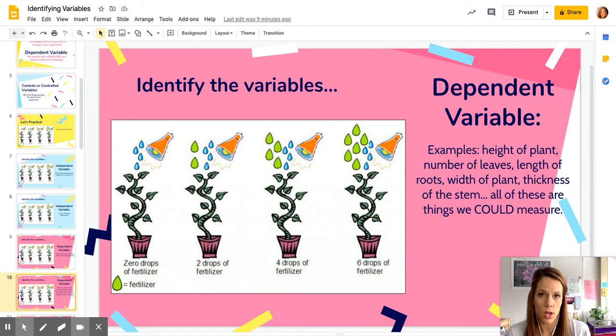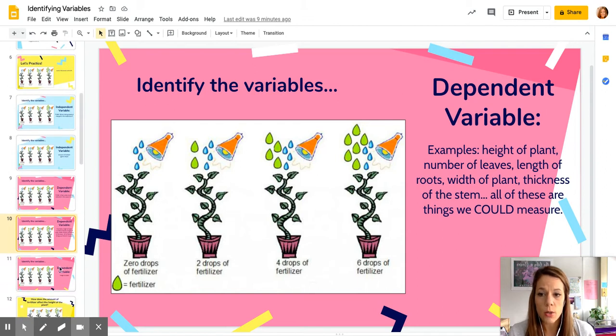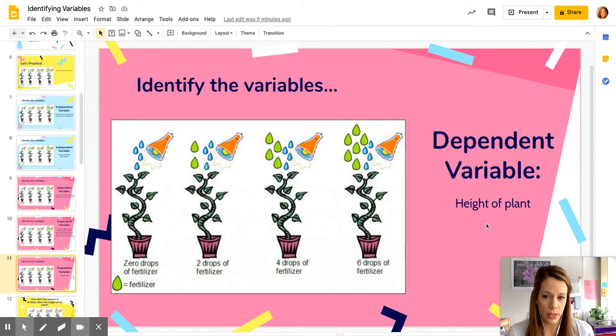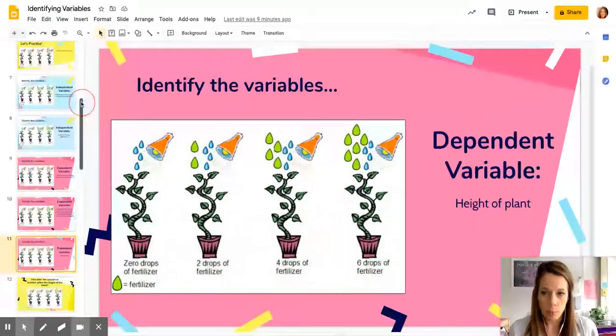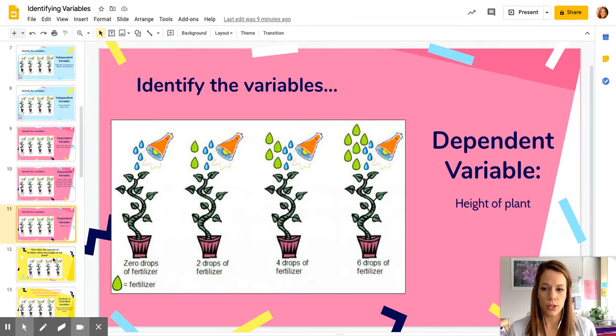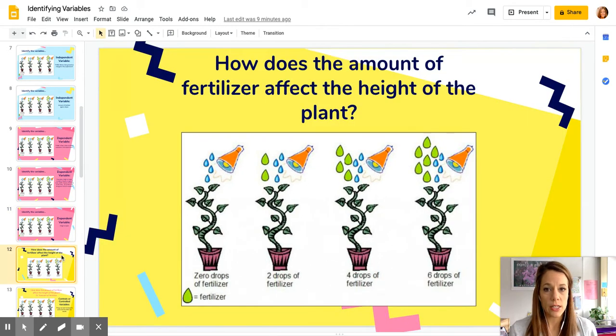We want to pick one. We don't want to do all of these things. I mean, we could, but that's a lot. So let's say we decide to measure the height of the plant. So now that those variables have been chosen, we can put them together and make a really good question. Like, how does the amount of fertilizer affect the height of the plant? So we've got, again, our independent variable, which is amount of fertilizer, and our dependent, which is the height of the plant. And it's all in a nice, neat little testable question.